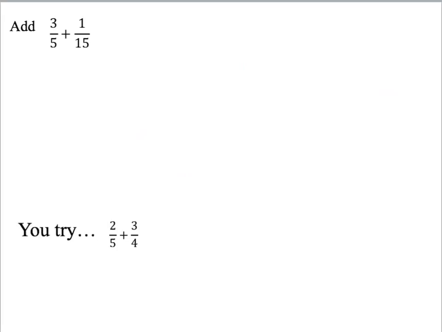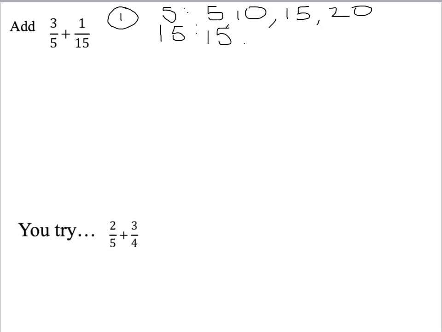3/5 plus 1/15. So our first step, step number 1, is to find the lowest common denominator. So our denominators are 5 and 15. To do that, we need to write out the multiples of 5 and of 15. Multiples are 5, 10, 15, and 20. Let's write out the multiples of 15. 15 and 30. Stop! I see one in common. Wonderful! Our lowest common multiple is 15.